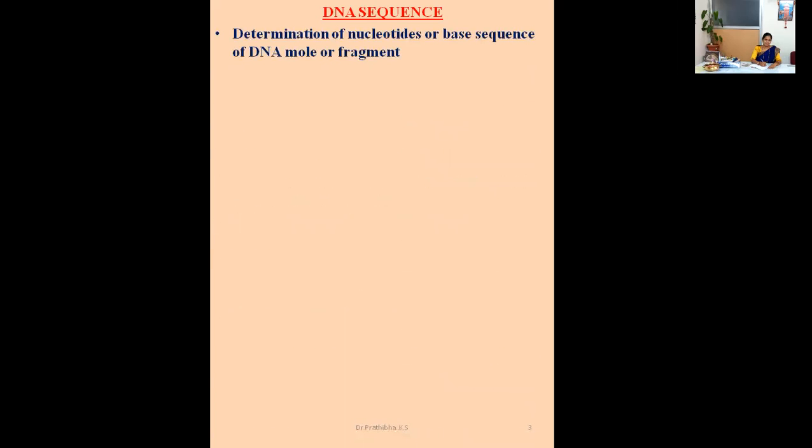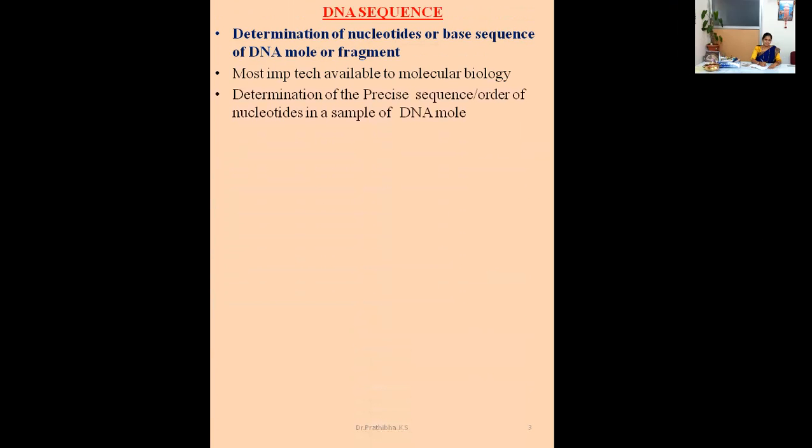Thank you. Now let us go through today's class: DNA sequencing by Sanger's method. So what is DNA sequencing? DNA sequencing is nothing but determination of the nucleotide or base sequence of a DNA molecule or fragment. This is the most important technique available to molecular biology. Here, we are determining the precise sequence or order of nucleotides in a sample of DNA molecule.